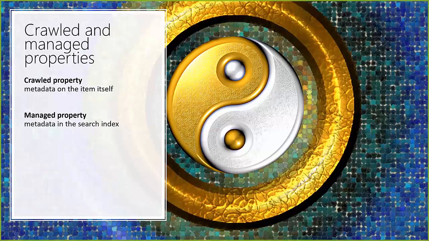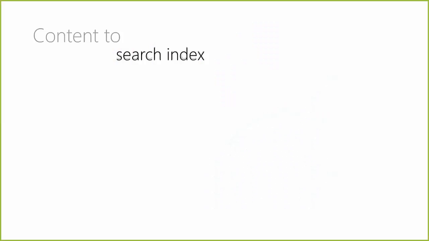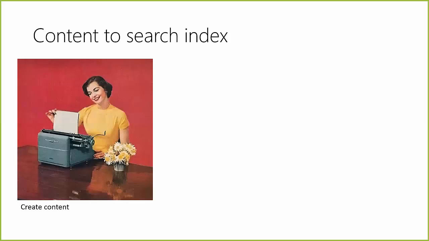So basically, search is all about crawled and managed properties. If you're not aware of what this is, crawled properties are basically the metadata on the item itself. That could be on a file or on a list item. And the managed property is the metadata in the search index. So that means there's a transference from the crawled property over to the managed property, and there are some different settings you can do. So just to illustrate, that means you start to create your content.